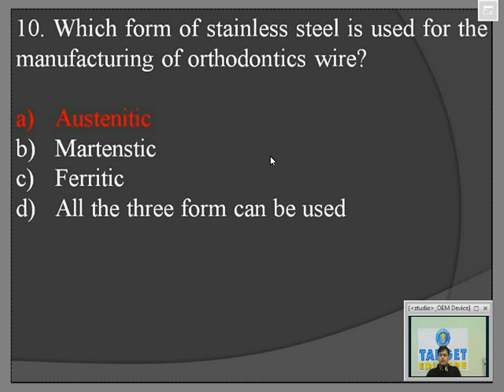Sensitization is due to depletion of chromium at the borders, which decreases the corrosion resistance. Due to precipitation of chromium carbide, this leads to depletion of chromium and it becomes susceptible to corrosion. This process is called sensitization.